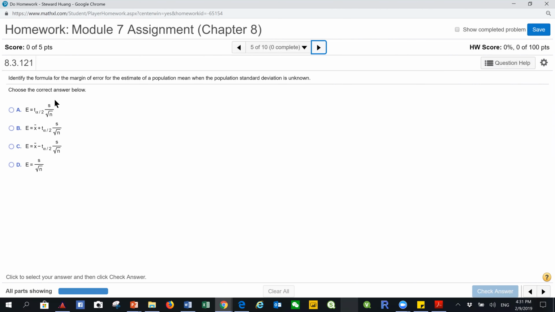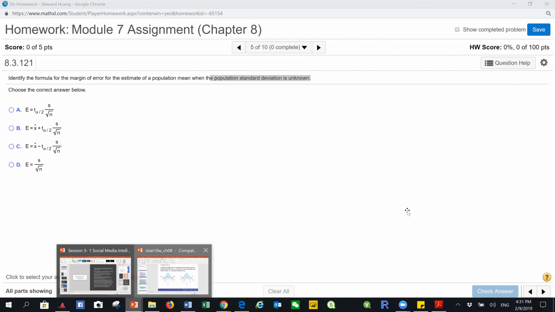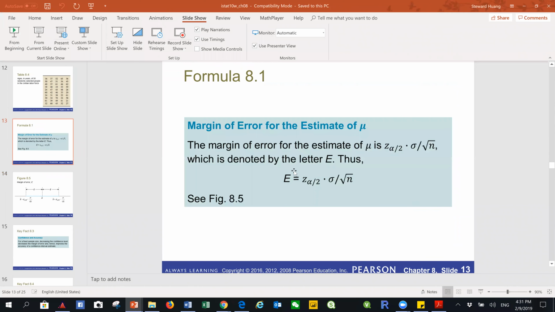Okay. All right. When the population standard deviation sigma is unknown, you use T and replace sigma by S. The margin of error formula is here, but you replace Z by T and sigma by S. That's the answer.